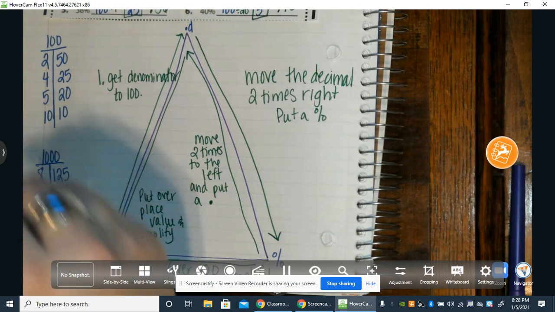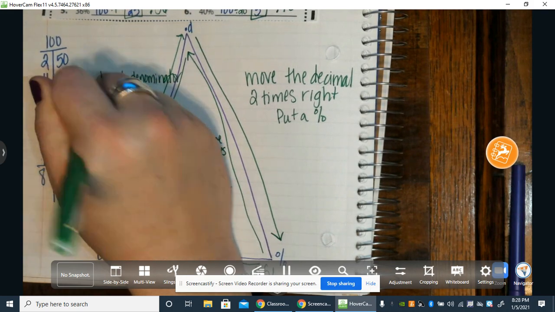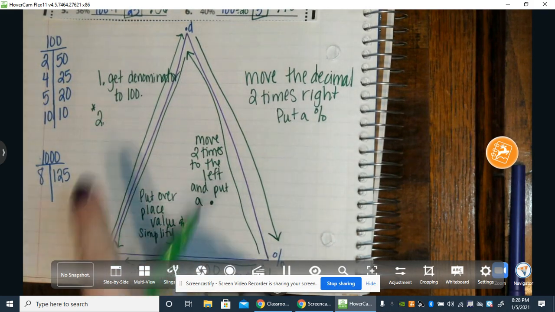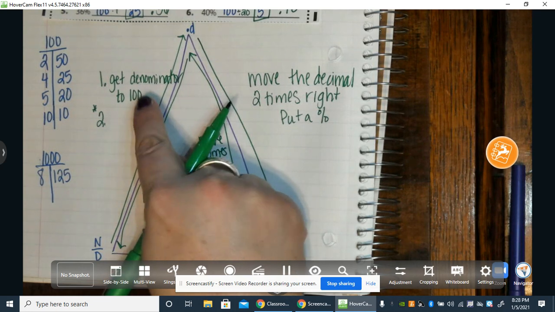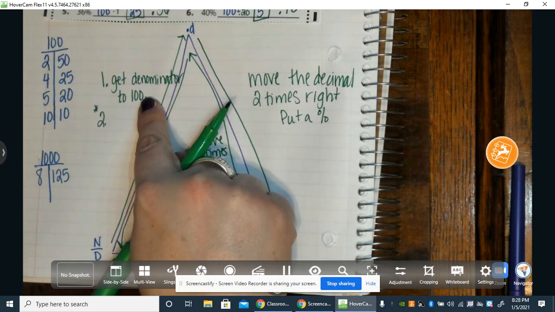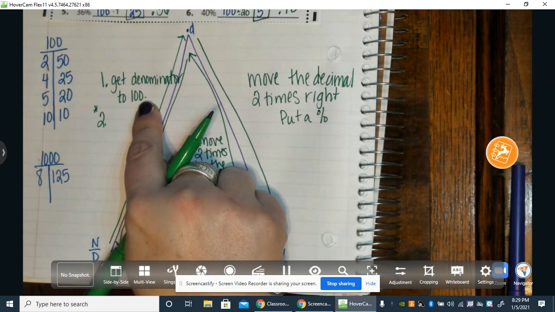All right, the second one, which is, I'm going to put a star, this is a foolproof way. Not every time you're going to get a denominator that's going to get you to 100. Okay? You may get 4 sevenths. And a seventh you cannot change into 100. You may get 3 over 6. There's no way I can get 6 into 100.